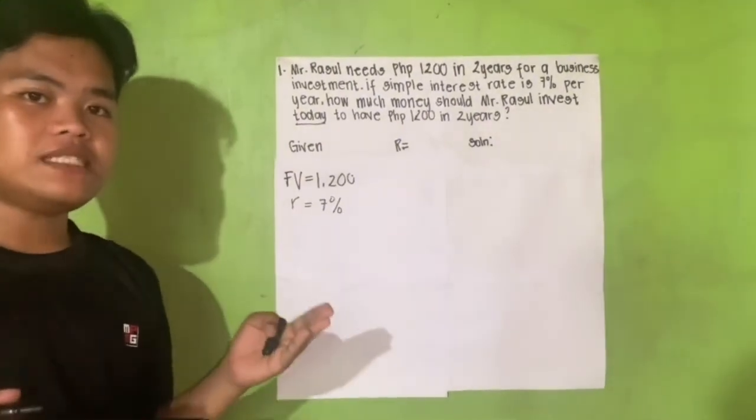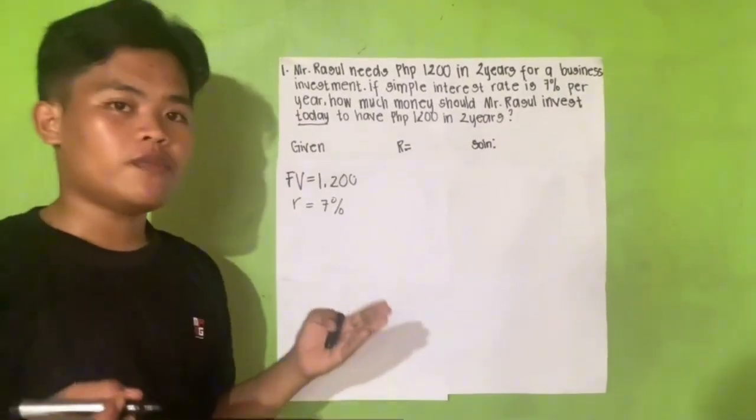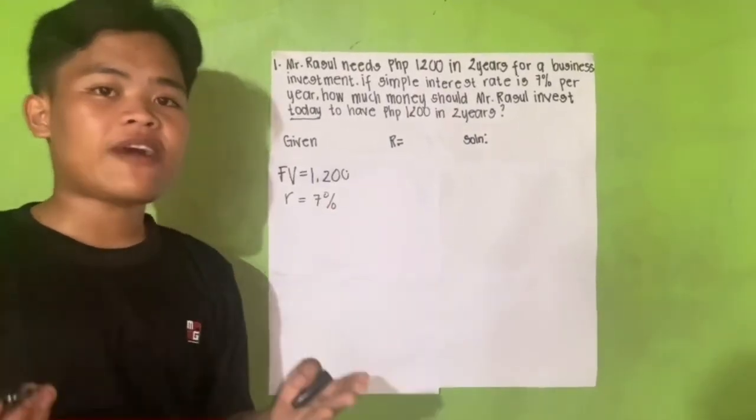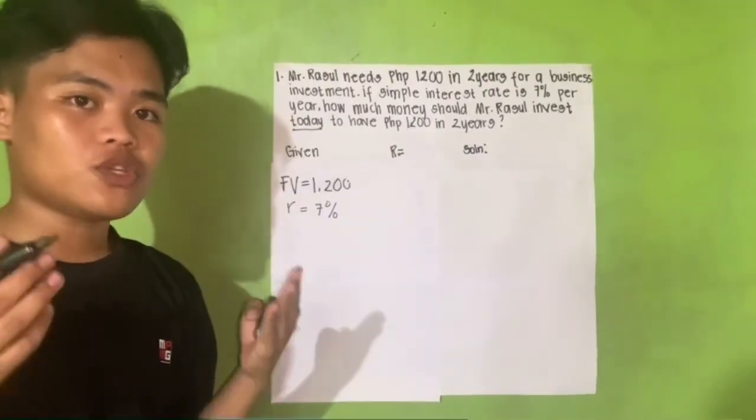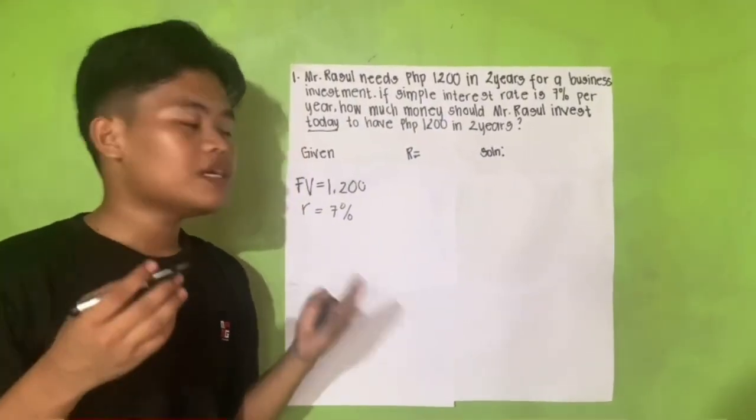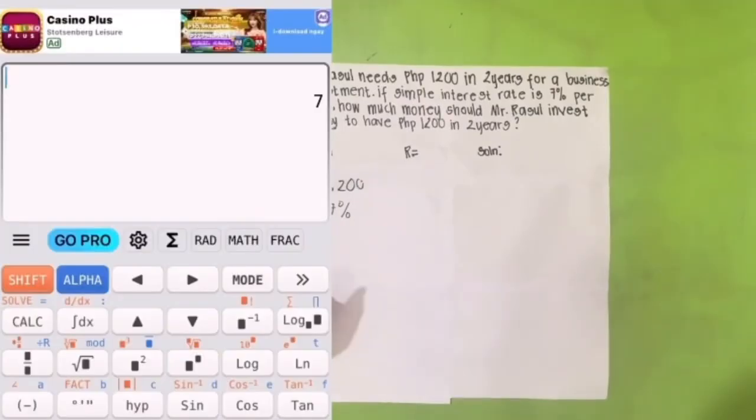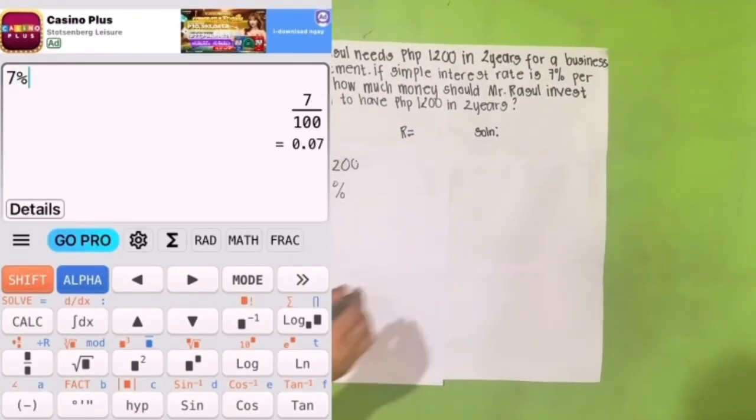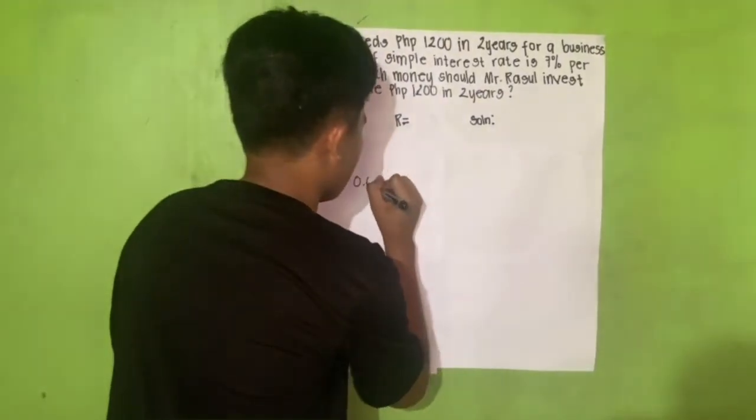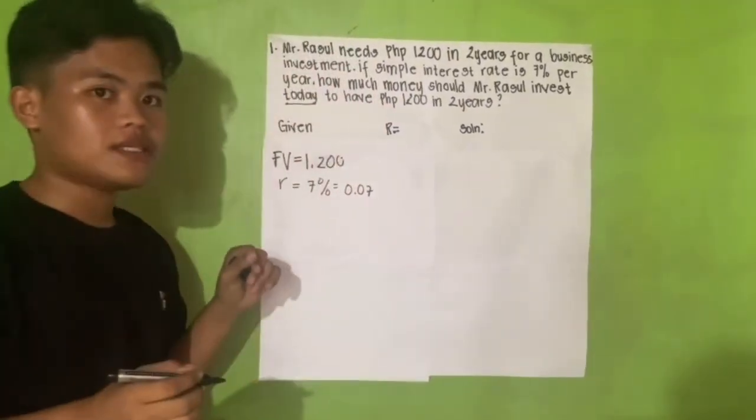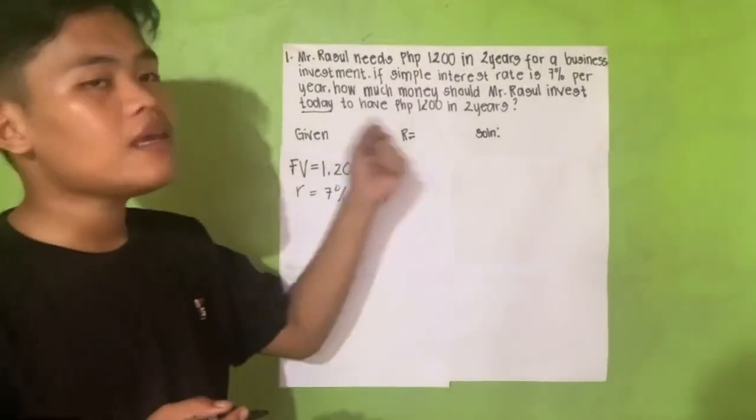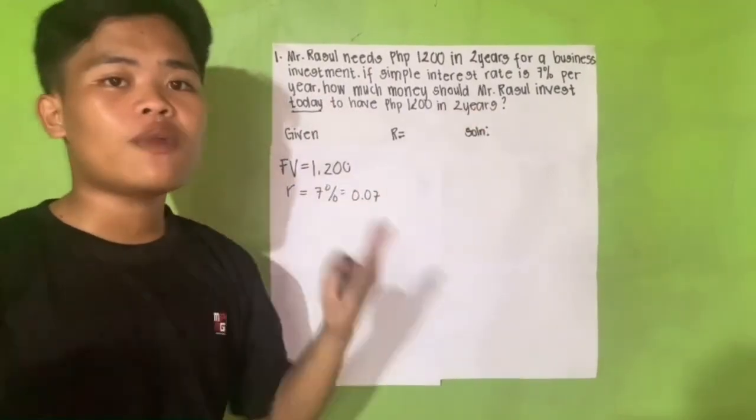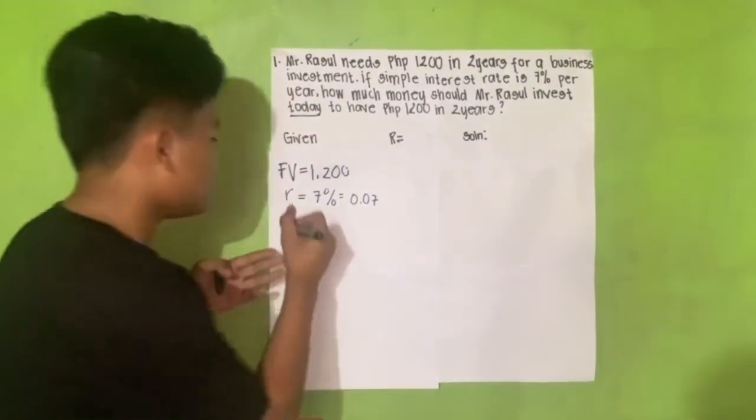Then we have to convert this into decimal form. To convert this into decimal form, all we need to do is divide it by 100. So let us use our calculator. 7% divided by 100 is equal to 0.07. Okay, and the next is the 2 years. So this 2 years is our time.